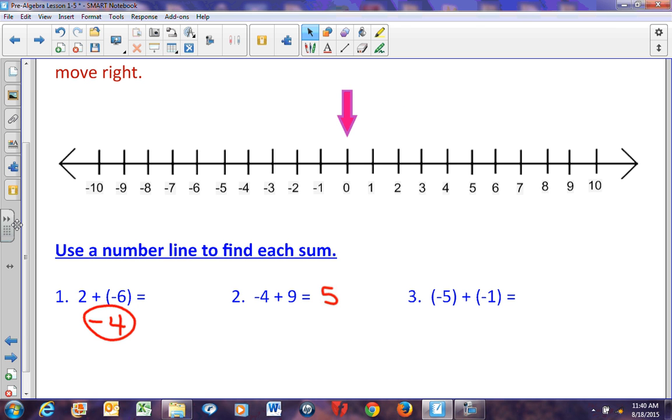Let's look at this last one. Negative 5 plus negative 1. First thing I have to do is start at 0, go to the left 5, 1, 2, 3, 4, 5. One more negative, because I'm going to add another negative 1, boom, on that negative 6.